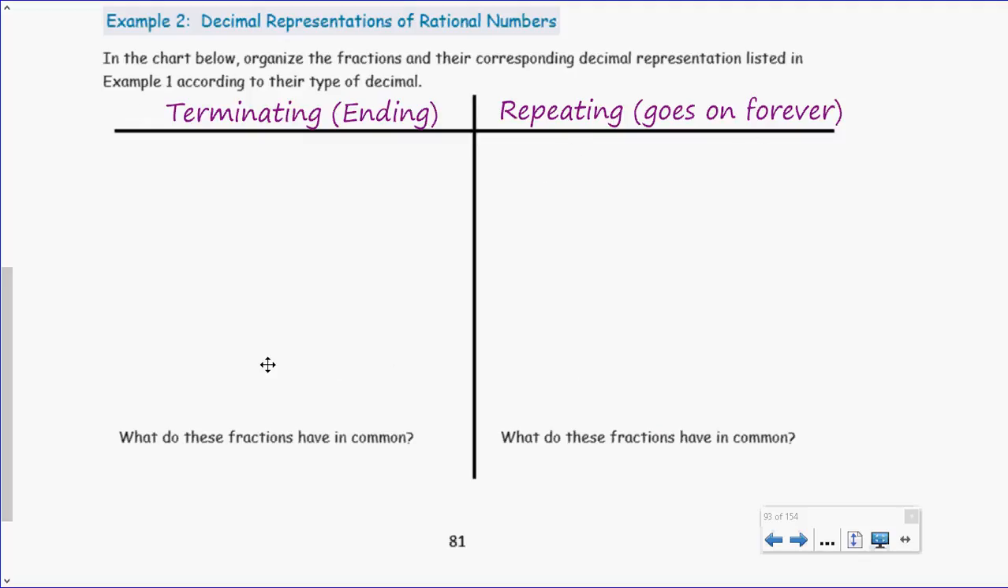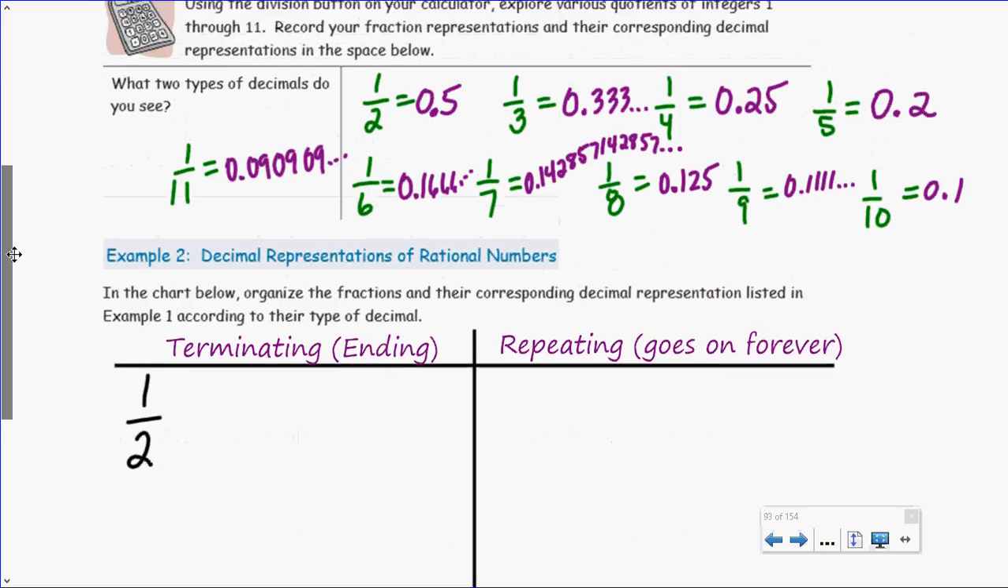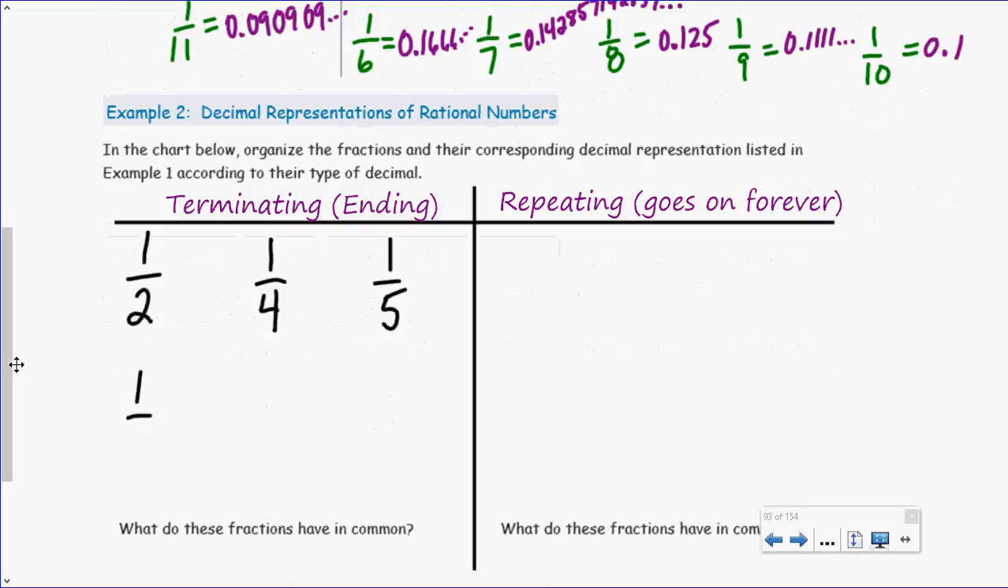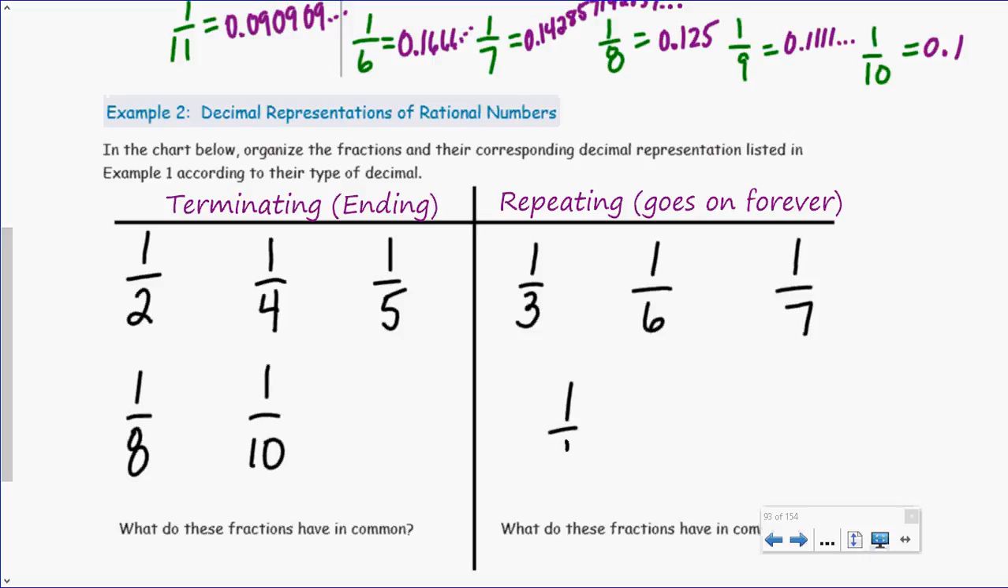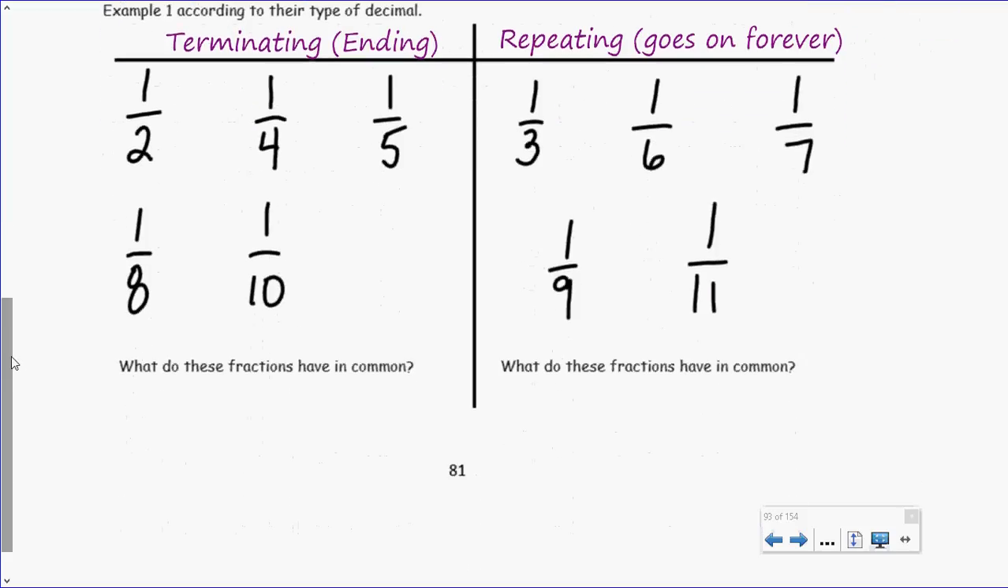Okay, let's go ahead and write these. In the terminating side, we had 1/2, so we're looking above here. 1/2 ended nicely. 1/4 ended nicely. So did 1/5. 1/8 ended nicely. And so did 1/10. On the other side, we're going to have all these that go on forever and ever. So that would be 1/3, 1/6, 1/7, 1/9, and 1/11.